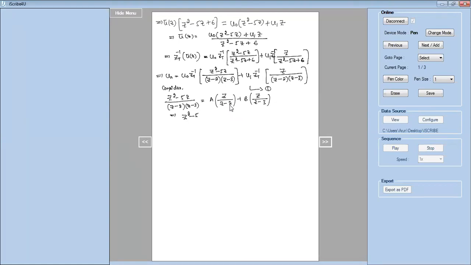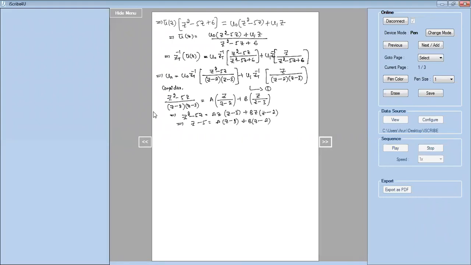So it is z² − 5z equals Az into (z − 3), since z − 2 gets cancelled, plus the next term Bz into (z − 2), since z − 3 gets cancelled. Right. So we get this. Now cancel z on both sides. It is z − 5 equals A(z − 3) plus B(z − 2). Because on either side you have a z common, let us cancel one z.